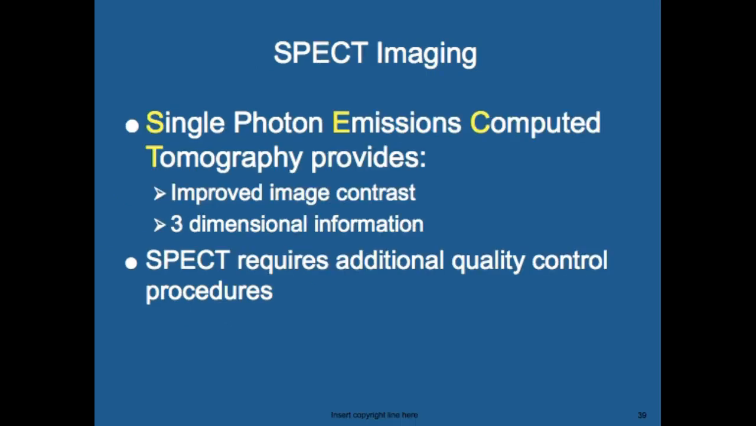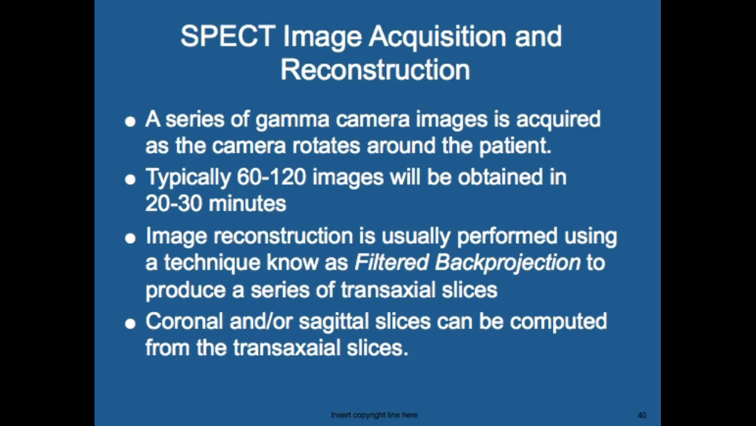So we'll talk about SPECT imaging. Single photon emission computed tomography provides improved image contrast and three-dimensional information. SPECT requires additional quality control procedures, and it's a specialty scanner. A series of camera images is acquired as the camera rotates around the patient. So it's moving around the patient taking images. Typically 60 to 120 images will be obtained in 20 to 30 minutes.